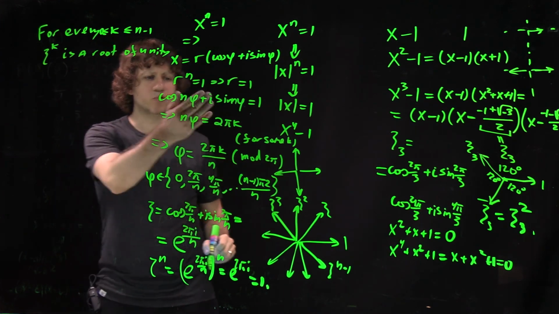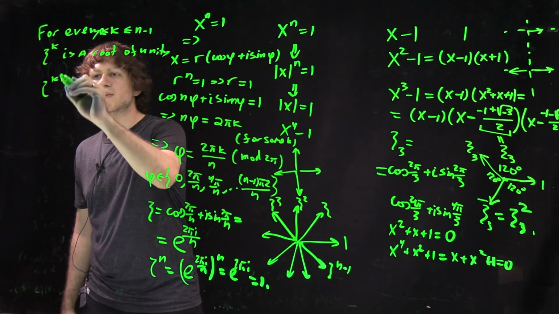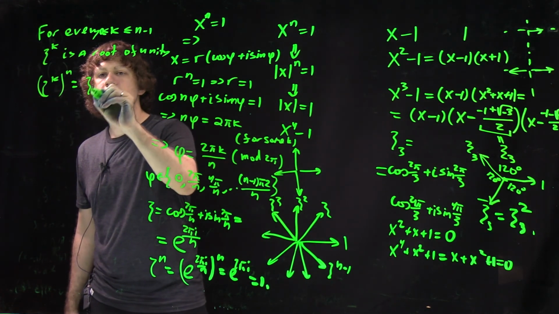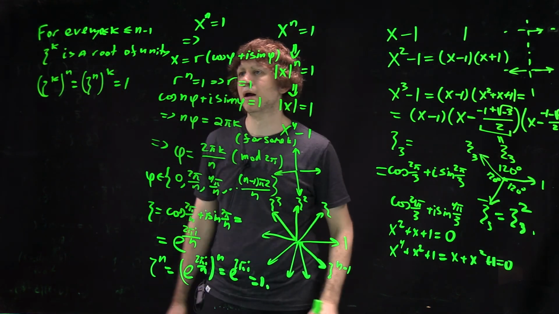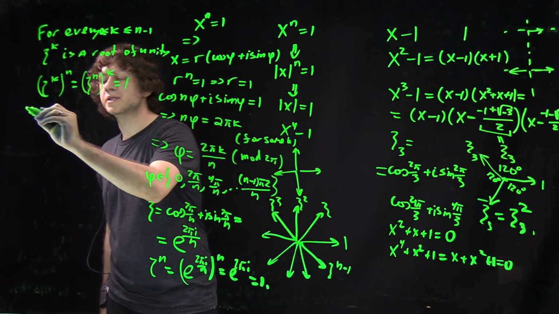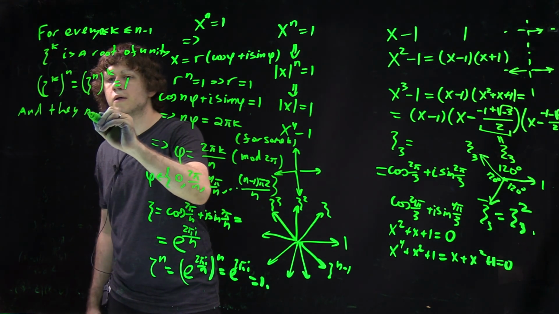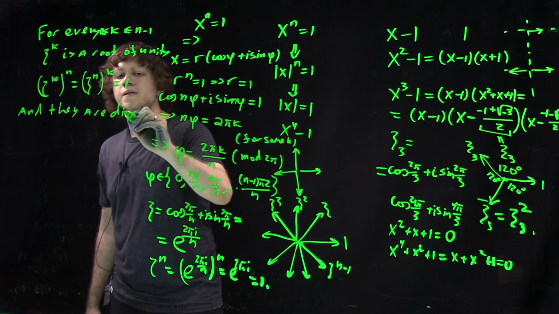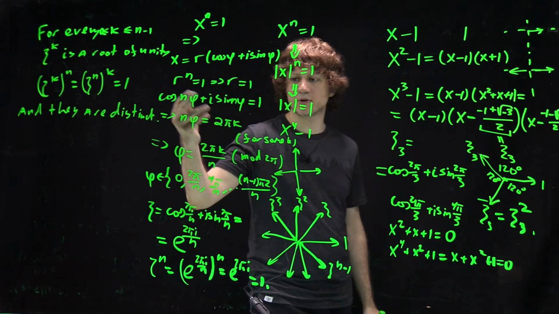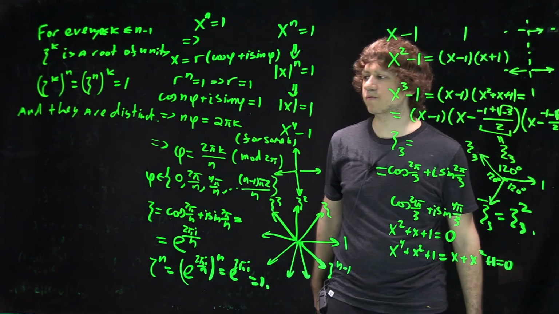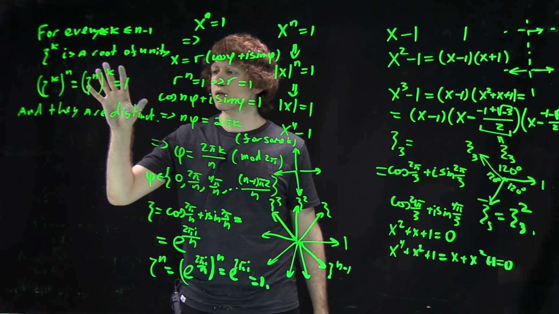And again, I already proved that, to be honest, but let me just double check. Of course, zeta k power n is the same as zeta n power k, which is 1. So that's why. And these things are all distinct, and this follows from the fact that we just look at them and they have different arguments, so that's why they are distinct. So this is what the roots of unity look like.